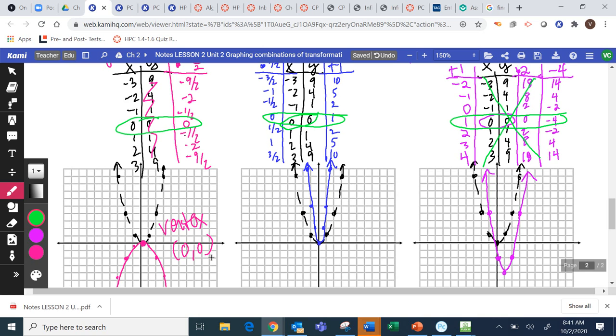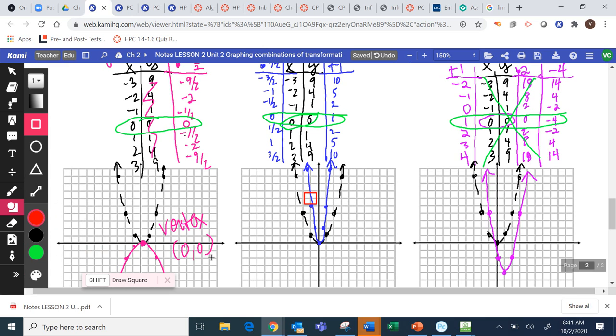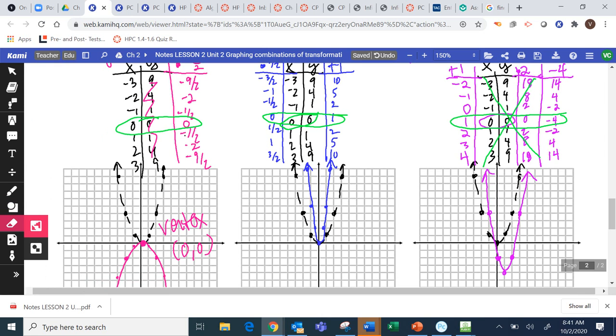Did I graph that wrong? Huh, I graphed the blue one wrong. Oopsies. Nobody told me that. Oops. I know it's my job, but sometimes I mess up.